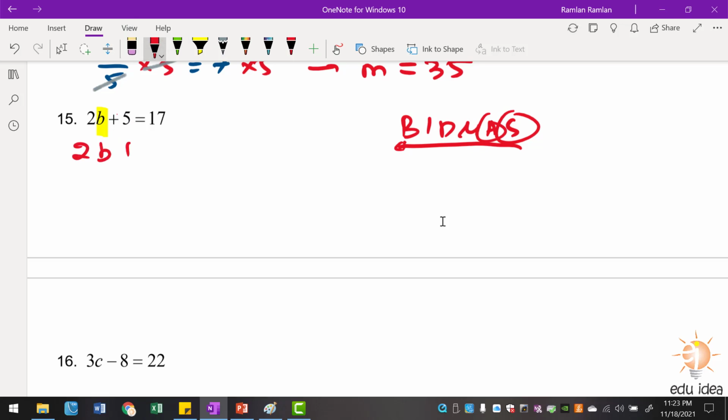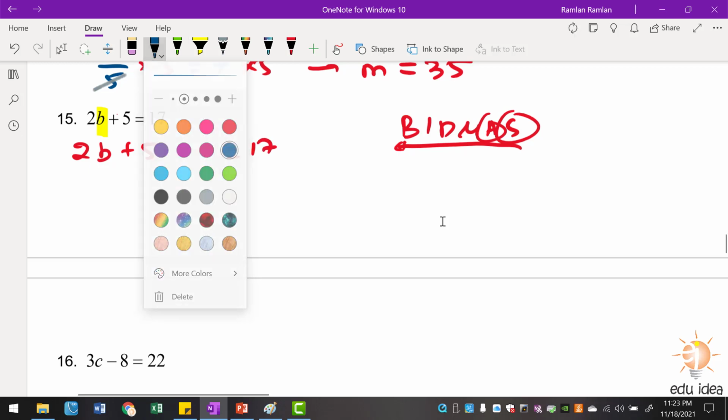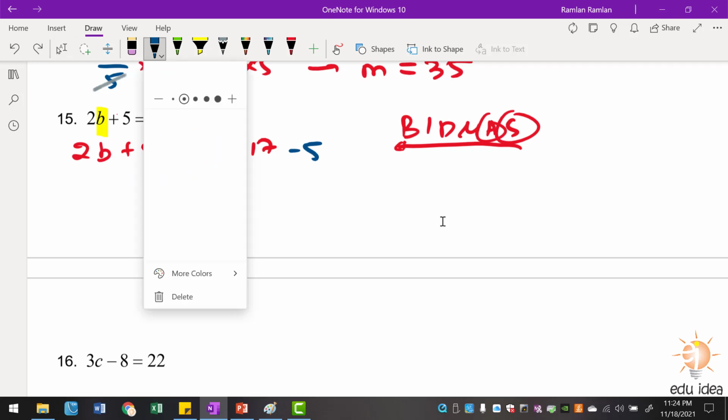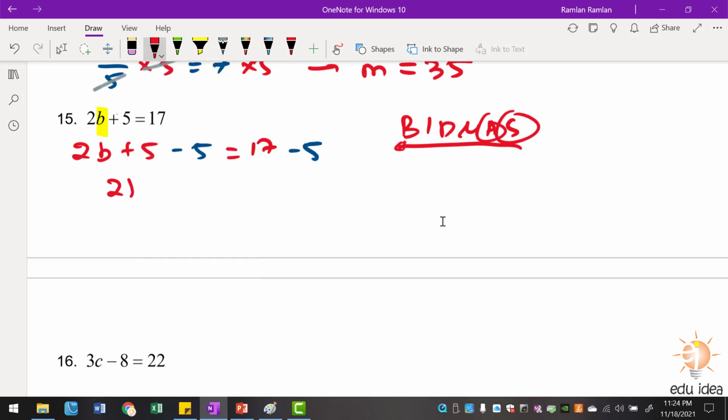So I get 2b plus 5 equals 17, and then I'm going to subtract both sides by 5, so that this guy is gone. So you only have 2b on the left side of the equal sign. You get this 2b, and then we have 17 minus 5 equals 12, right? So after you get this one, you only need one more step, right?